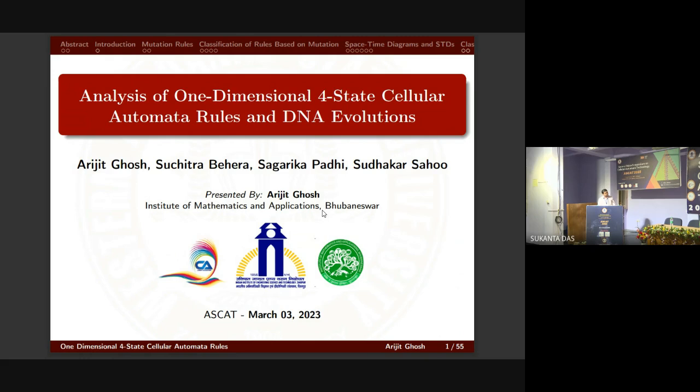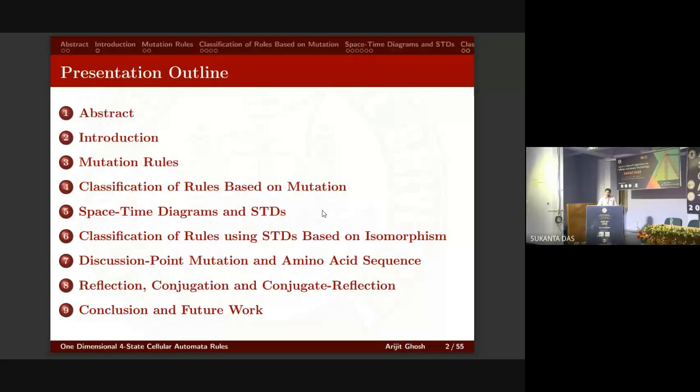This is the outline of our presentation. At the outset, I present the abstract of our paper, followed by the introduction, mutation rules, classification of rules based on mutation, space-time diagrams, and the STDs, that means the state transition diagrams, classification of rules using STDs based on isomorphism, discussion on point mutation and amino acid sequence, reflection, conjugation, and conjugate reflection operators, and at the last, we have the conclusion and future work of our paper.